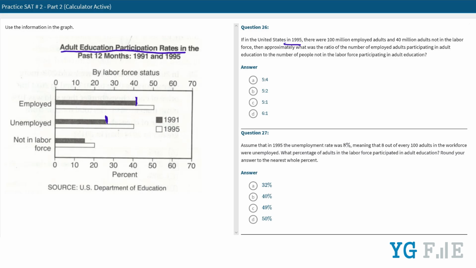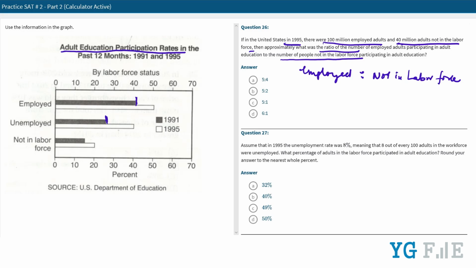So in 95 there are 100 million employed adults and 40 million not in the labor force. Approximately, what was the ratio of the number of employed adults participating in adult education to the number of people not in the labor force participating? So even though there are too many words, we just need to break it down and say that what we need is the ratio of employed and the not in labor force. So we need the ratio of these two adult populations who participate in adult education.